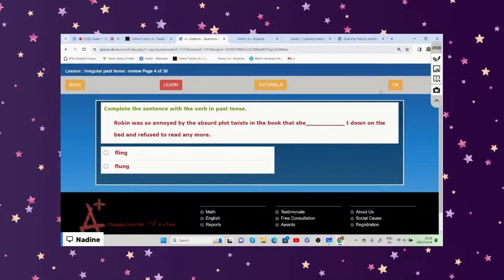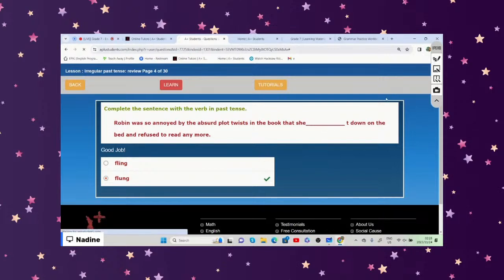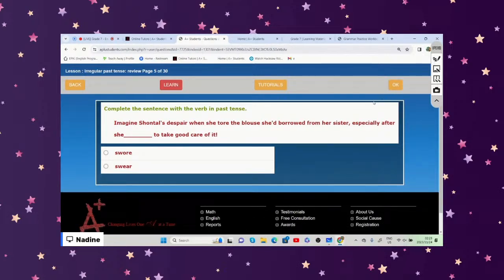So Robin was annoyed by the absurd plot twist in the book that she flung down on the bed and refused to read anymore. So instead of she fling on the bed, it's she flung on the bed. So flung it is.